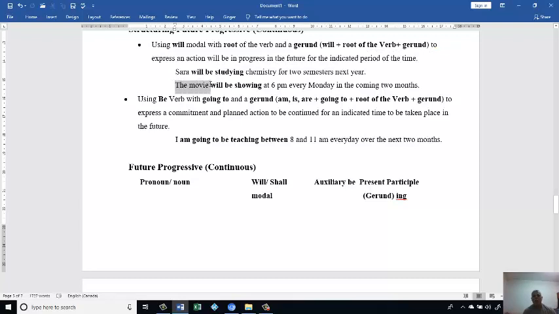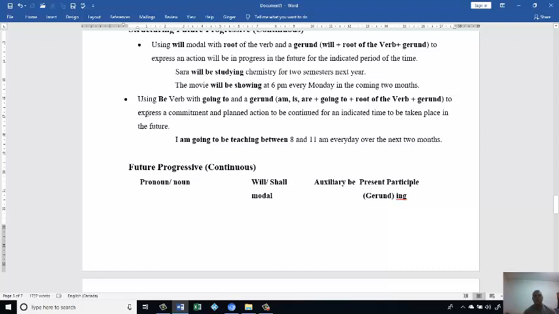Then, the movie will be showing at 6 p.m. every Monday in the coming 2 months. Okay? The second kind of future continuous uses the be verb with going to, plus a gerund. We say am, is, or are going to plus the root of the verb, then the gerund.